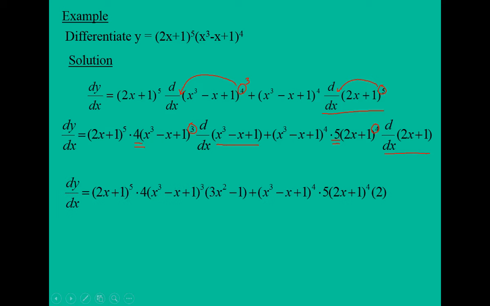So if we take those derivatives, the derivative of x cubed minus x plus 1, we get 3x squared minus 1. The derivative of 2x plus 1, we get 2. And there is our derivative. Now this could be cleaned up quite a bit if we wanted to multiply some things out and collect like terms.